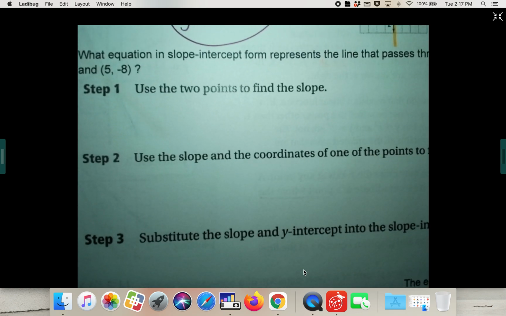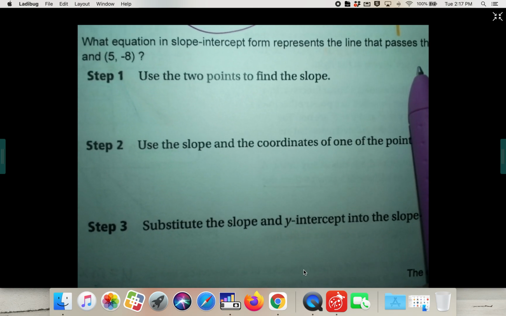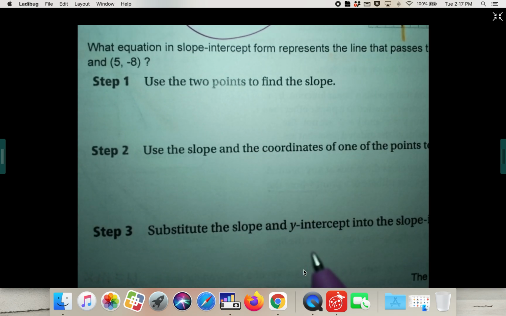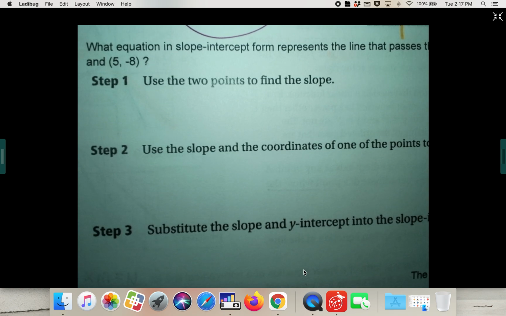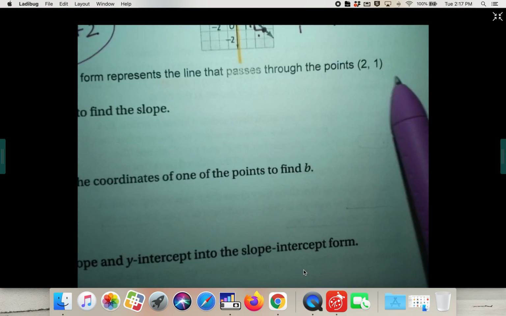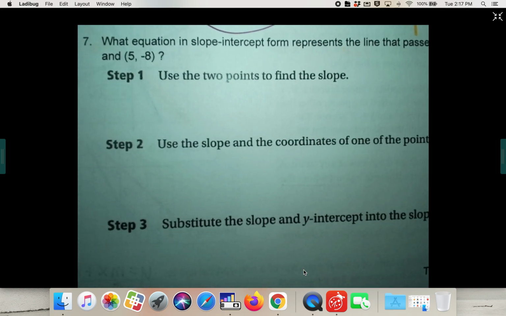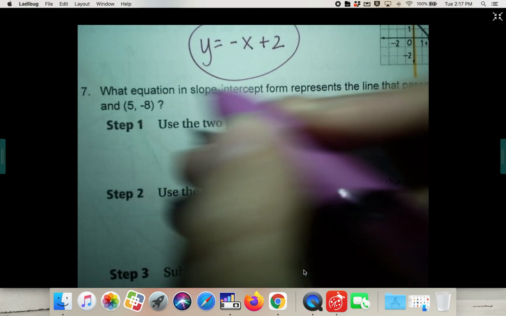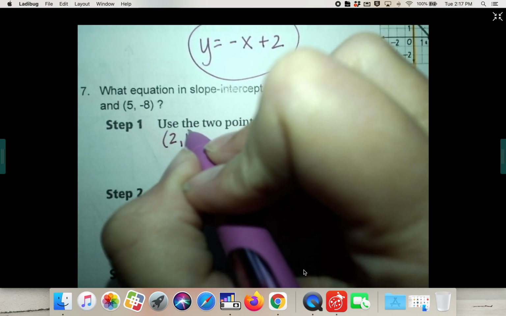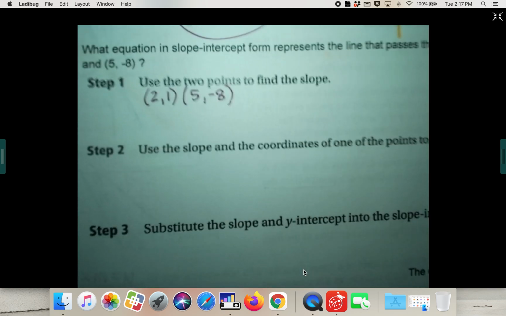Okay, the next section is slope-intercept. Oh, okay, so we're going to now have to start writing an equation that is represented by just 2 points, (2, 1) and (5, -8). So here's what I would do first. I'm going to write these because they went onto 2 different lines, so that is hard for me to see. All right, here are our 2 points.